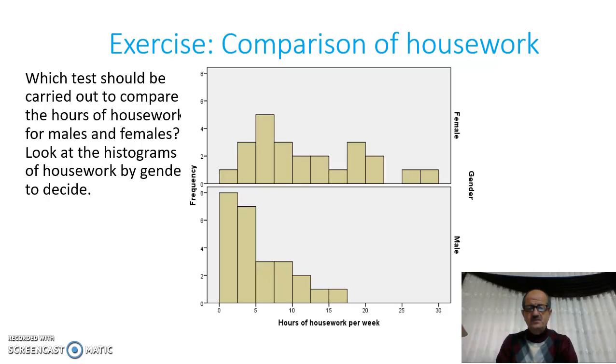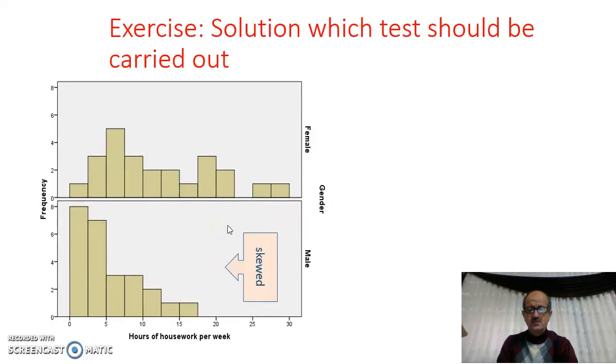For instance, if we want to compare the histograms of two different data sets about housework hours for both female and male, you can see that in the case of the female, the data are approximately normal. However, in the case of the male, the data is not normal. Then what can we do when the data is skewed? We cannot use the parametric test. We have to use a non-parametric test in the case of the male data.